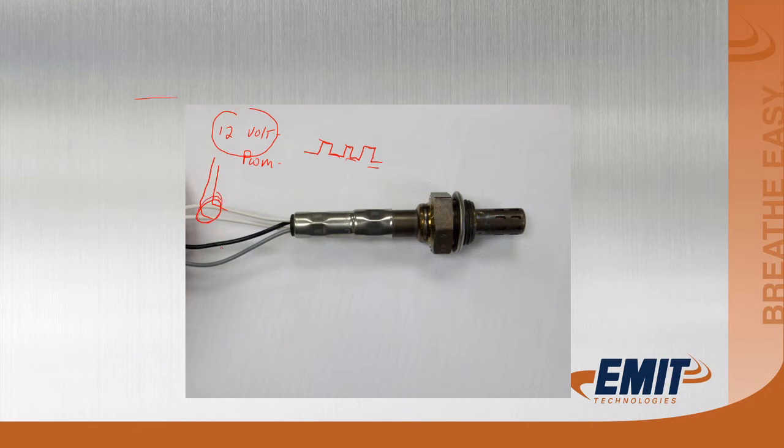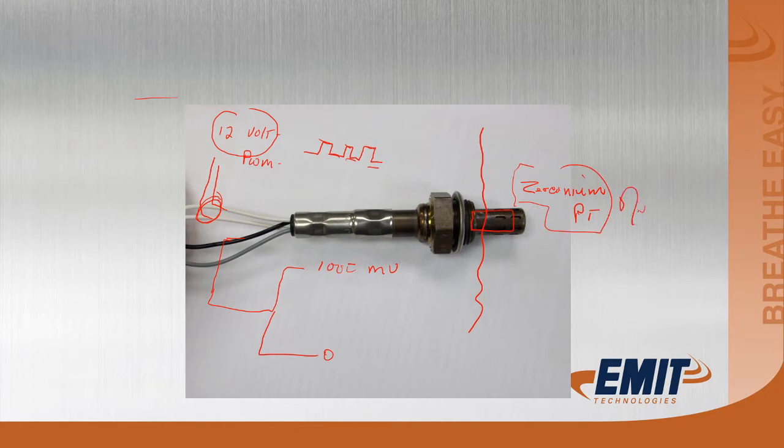Now, we've got a black wire and we've got a gray wire. The black wire is a signal wire. That wire is going to put out from 0 to 1,000 millivolts, and potentially 0 millivolts. So let's imagine we have this in the exhaust stream. Exhaust gases are going past this. One of the things that this has to do is it has to get heated up. It's no different than a little catalytic converter. It has zirconium and platinum.